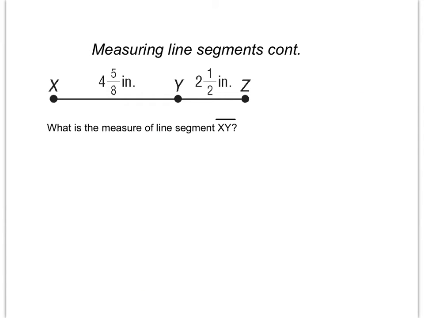On this one right here, we can see that Y is between X and Z, so therefore XY plus YZ is equal to the length of XZ. So what we have here is XY, I need my marker, so I got XY plus YZ is equal to XZ.